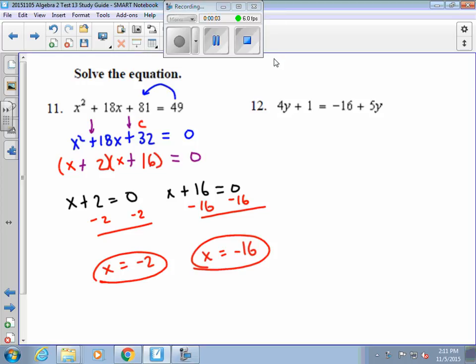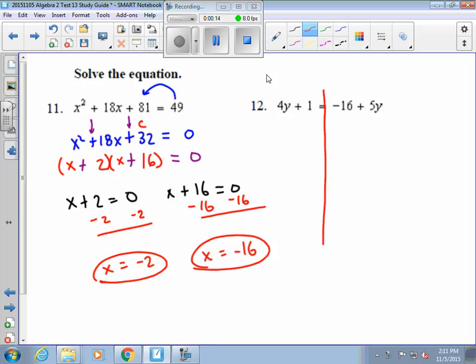This is Algebra 2, test number 13. We are picking up, this is part 2, picking up on number 12. It says 4y plus 1 is equal to negative 16 plus 5y. We're getting our variables on the same side here. So 5y is larger than 4y.